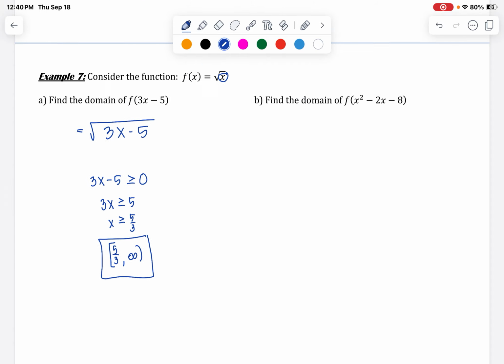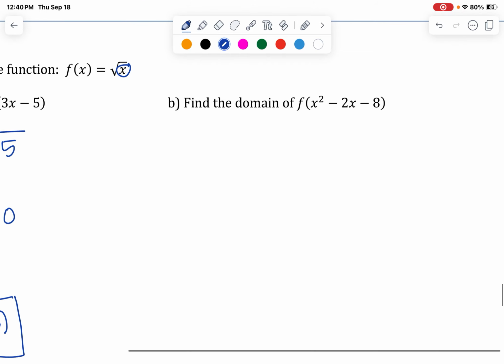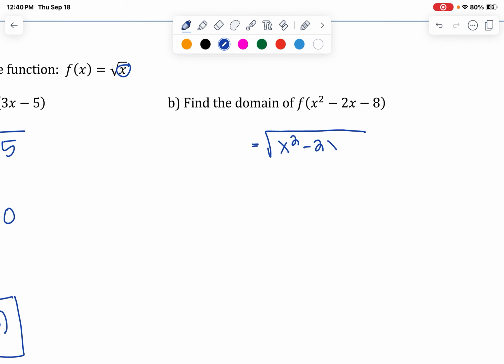We can picture that. All right, this one, find the domain of f of x, the square root of x squared minus 2x minus 8. So same idea, but we're going to plug in that, x squared minus 2x minus 8. Same idea, the radicand, when I say this, must be greater than or equal to 0, right?